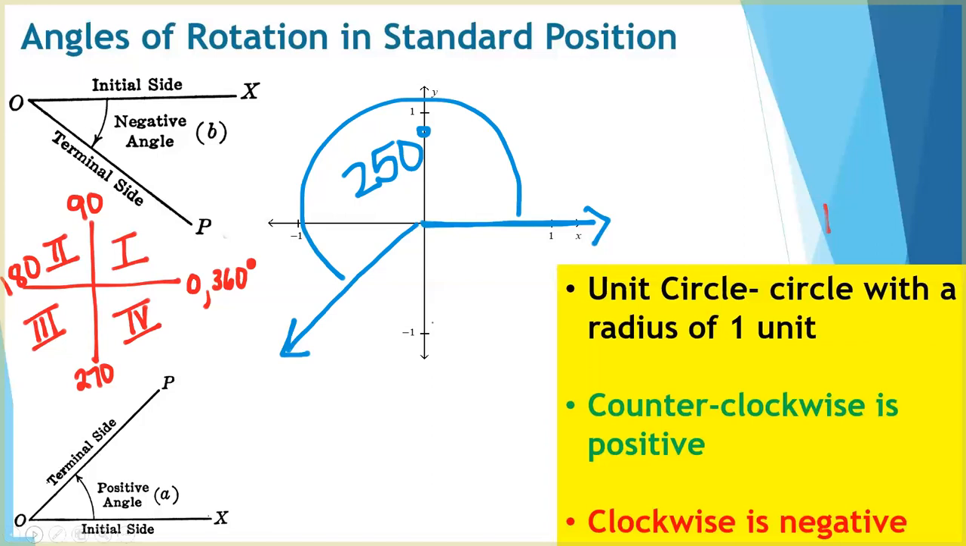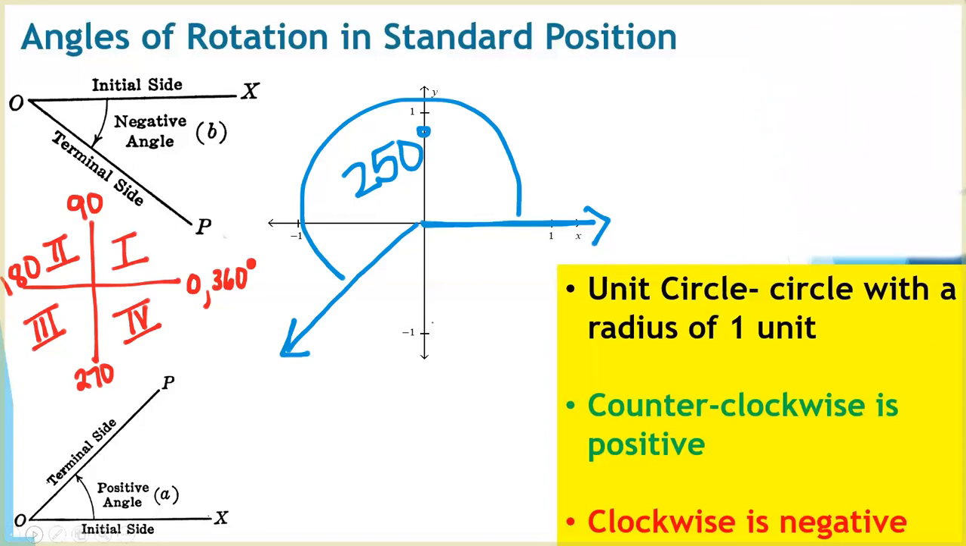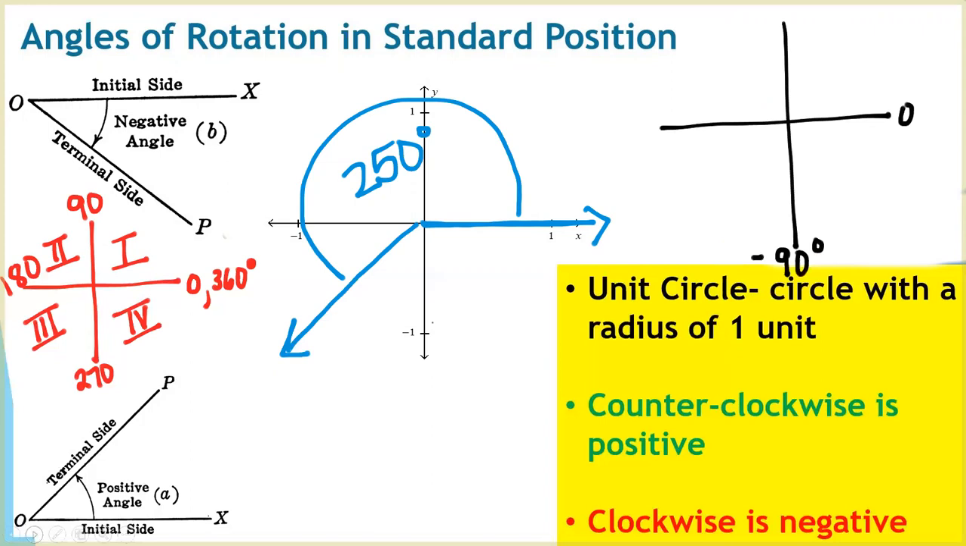Now let's talk about a negative angle. If it's a negative angle, then we rotate clockwise. So I'm going to sketch a negative over here. We start at 0. And then this would be negative 90. This is negative 180. Negative 270. And then negative 360 is the same as 0.